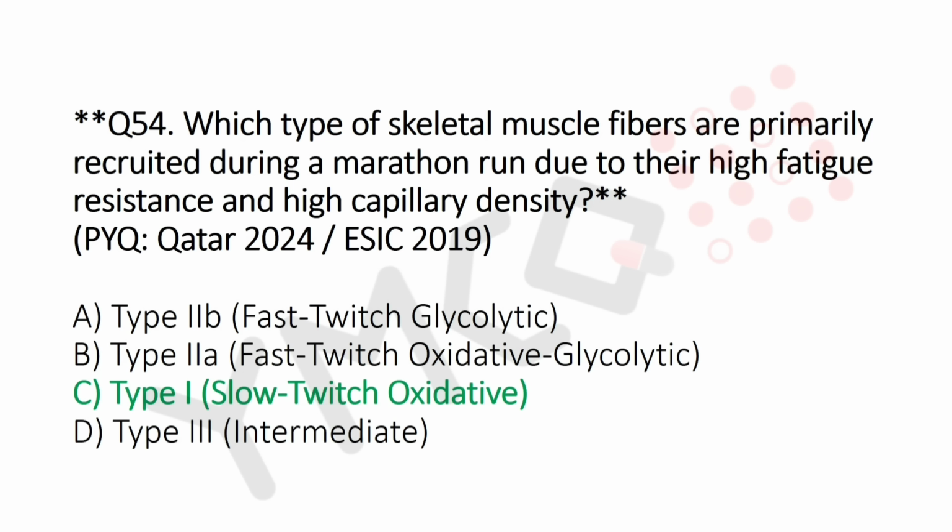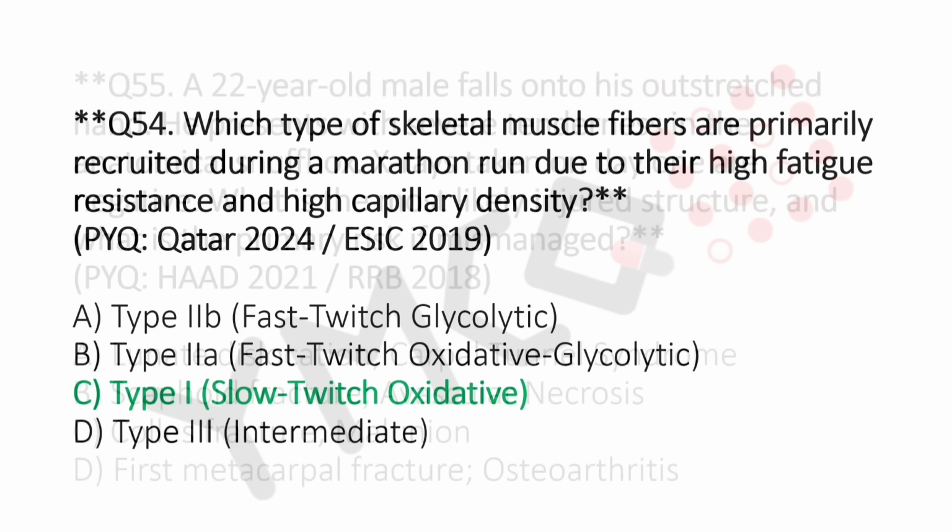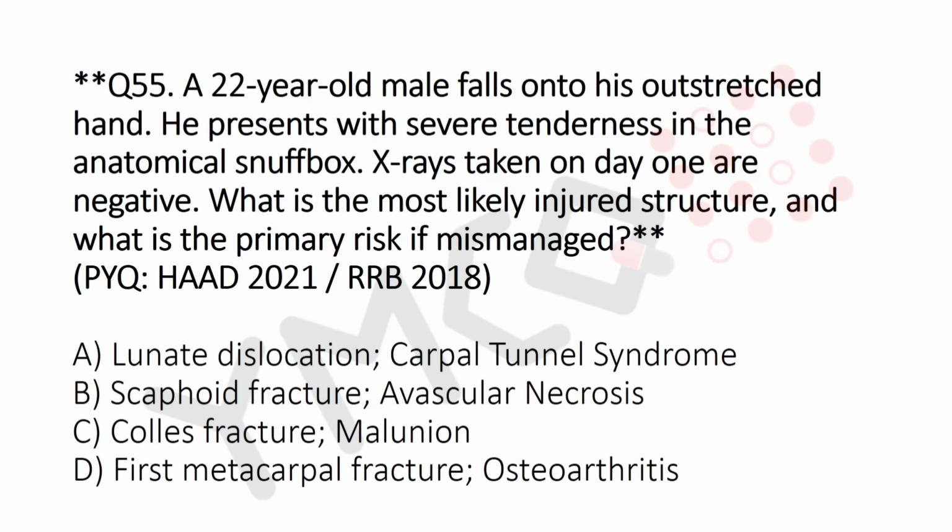Okay. Now let's move to question number 55. A 22-year-old male falls onto his outstretched hand. He presents with severe tenderness in the anatomical snuffbox. X-ray taken on day 1 is negative. What is the most likely injured structure and what is the primary risk if mismanaged?